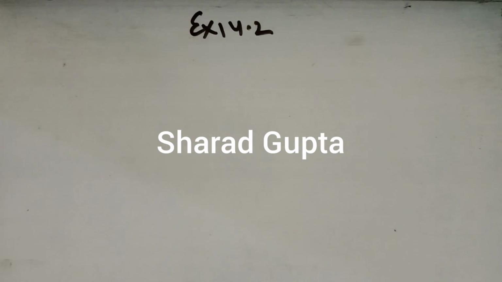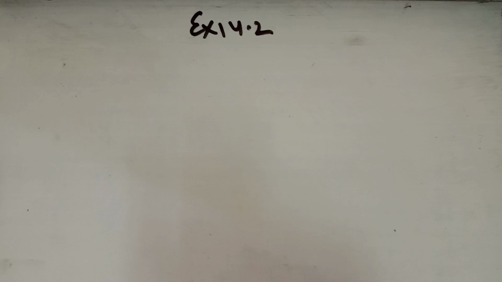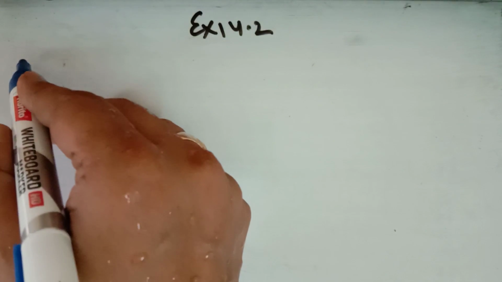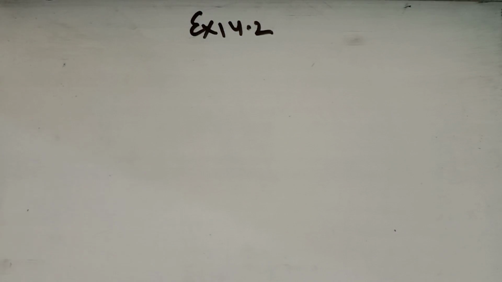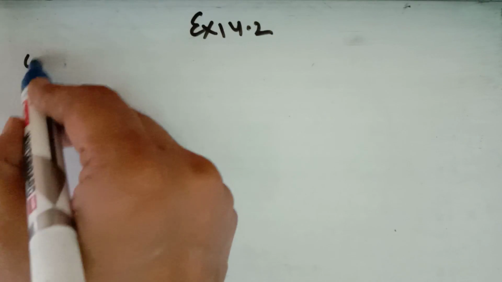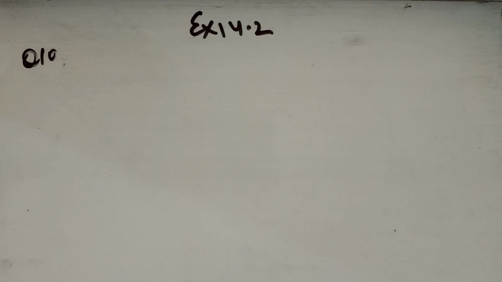Hello, this is lecture number 6 for the chapter Straight Lines of class 11th, and in the last video we have discussed up to question number 9 of exercise 14.2. Now in question number 10, read the question carefully. What is given in question number 10?